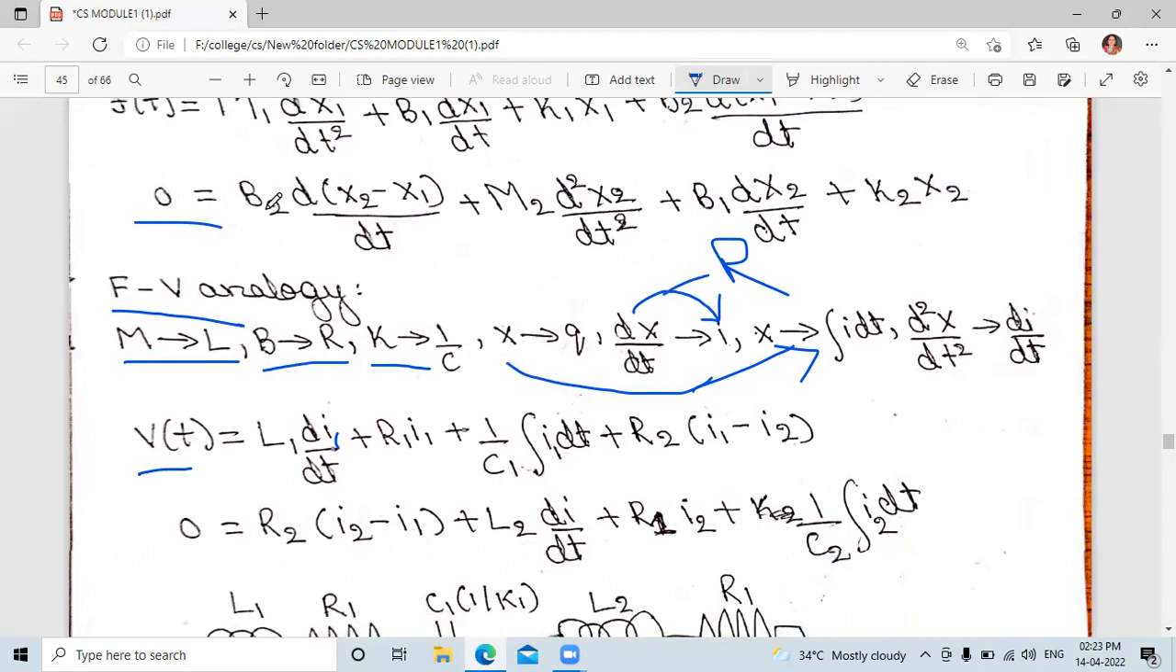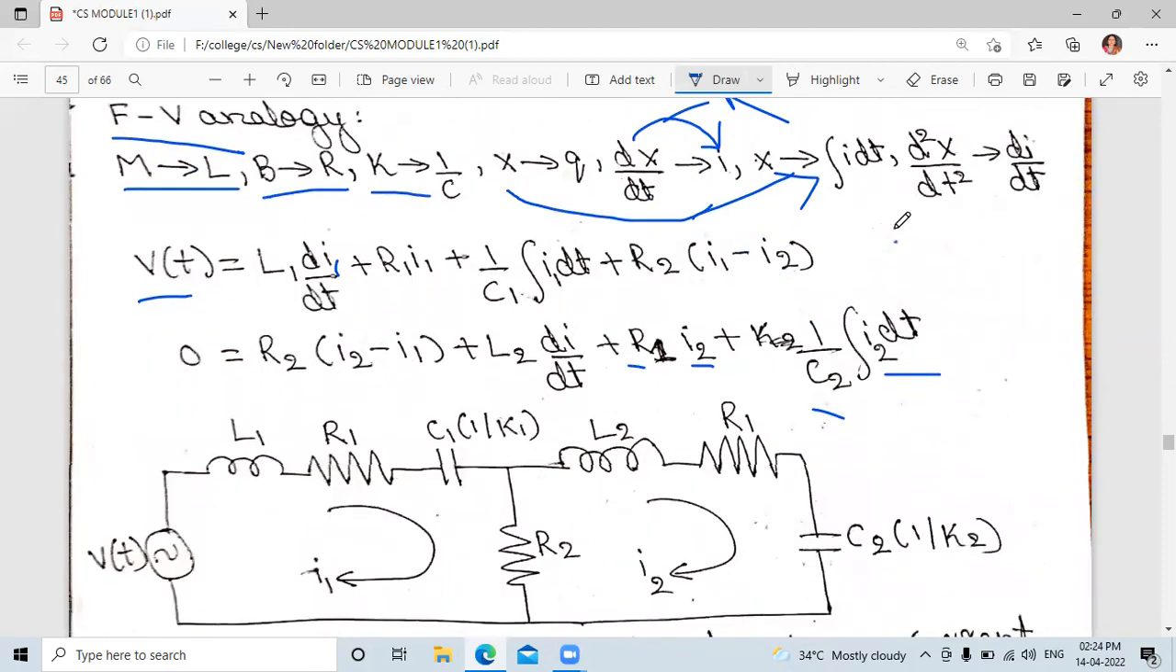Next equation: B2 is replaced by R2, I2 minus I1, plus M2 is replaced by L2 di by dt, plus R1, because B1 is there. B1 is replaced by R1, and dx2 divided by dt is written as I2. Again K2 is replaced by 1 by C, so 1 by C2, and x2 is replaced by the integration of I2 dt. Now there are two equations.